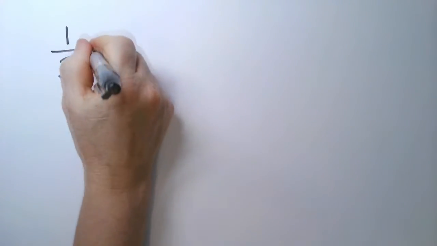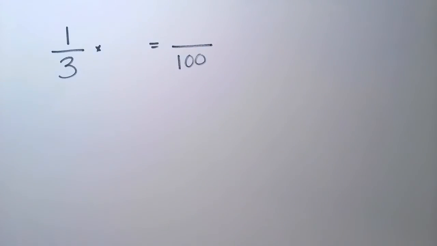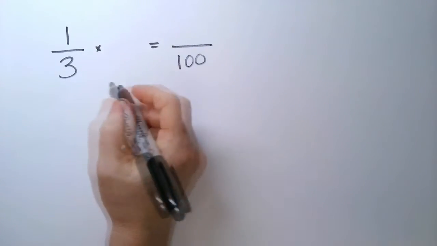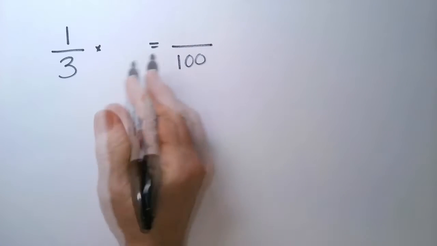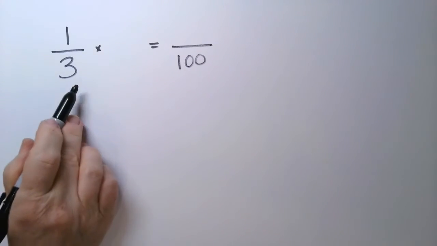Okay, let's continue. Suppose we have 1/3. Well, is there anything I can multiply by to make the bottom 100? No, not in this case. So we can't scale this fraction up to get something that's over 100. So we do this a different way.